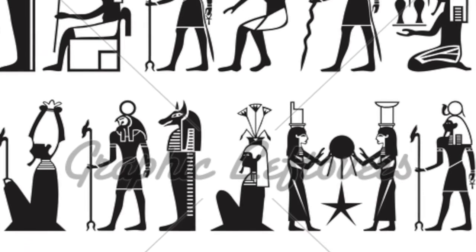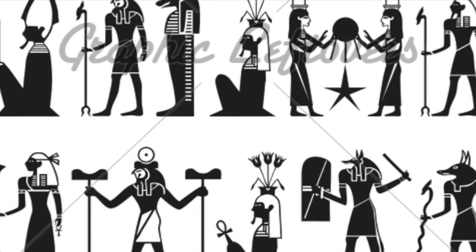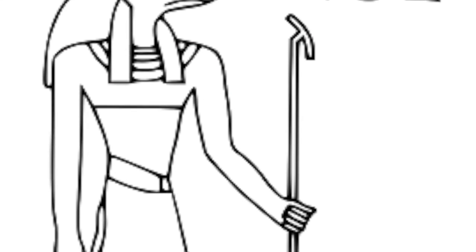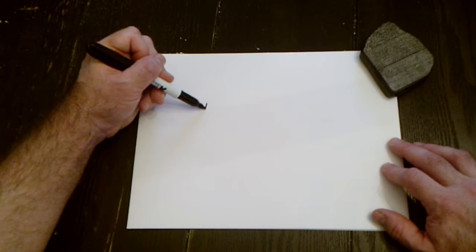And once you know the basics of how to do these people, you can add all sorts of different details to make them different gods or different roles, more detailed heads like doing Anubis, holding a staff, giving him things like the Ankh or the necklace detail. But we're just going to do the basic concept.